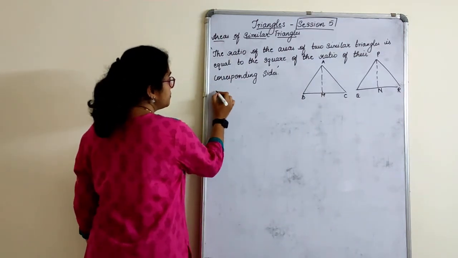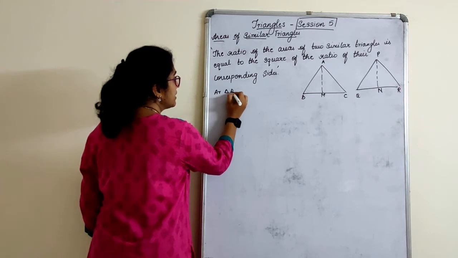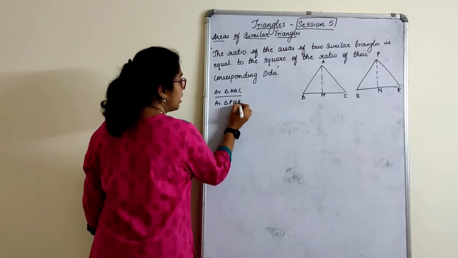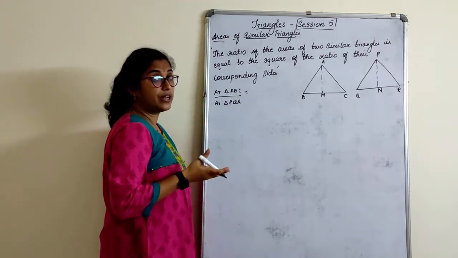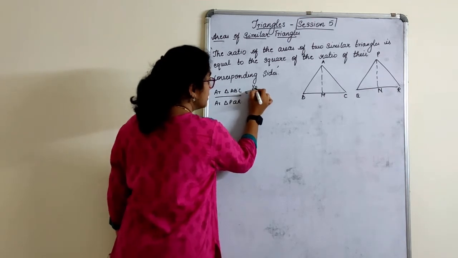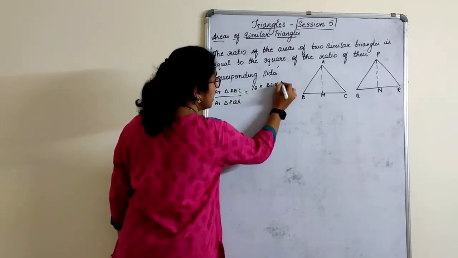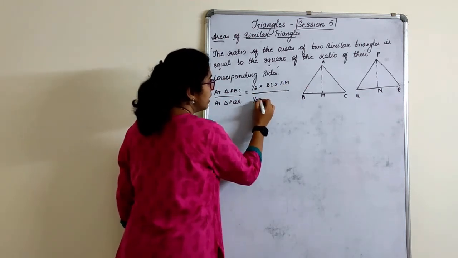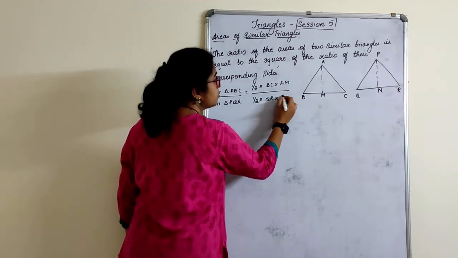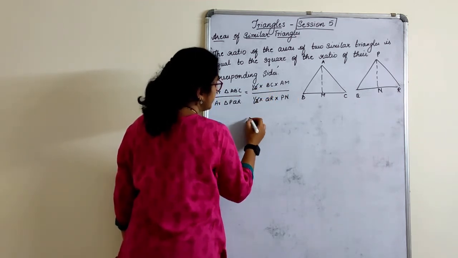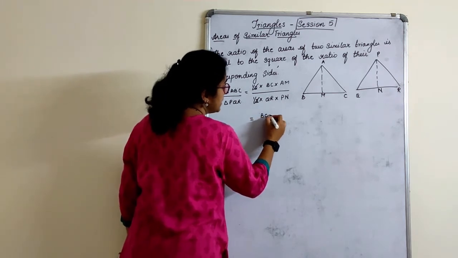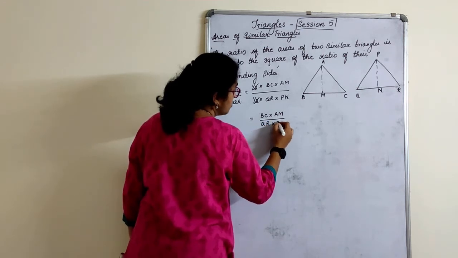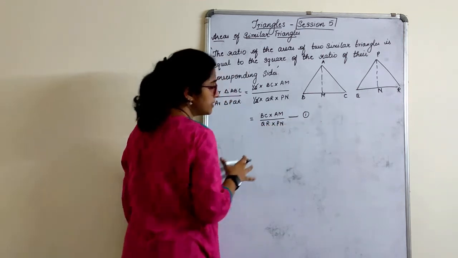For the further part of the proof, I will write area of triangle ABC to area of triangle PQR. What is the formula to find the area of a triangle? Half base into height. Half into base BC, height AM. Keep it as this. Then here half into QR into PN. Half and half will get cancelled. So what will remain? BC into AM divided by QR into PN. Equation 1. Keep this as it is.